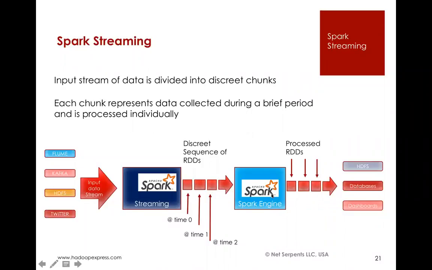And this goes into the Spark core engine, as we talked about earlier. The core engine can then do the processing on that data, which is divided into these time chunks, and process them in parallel, and then have them stored over here in the different types of data sources, or destinations, that we've got.